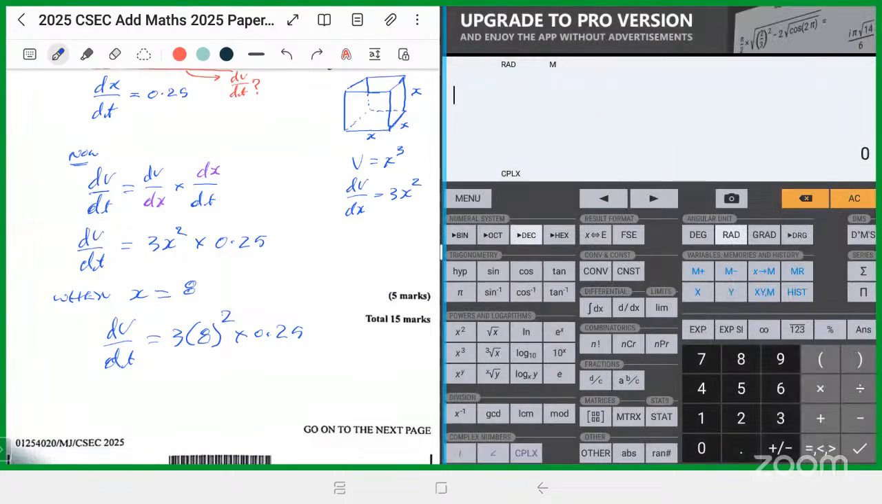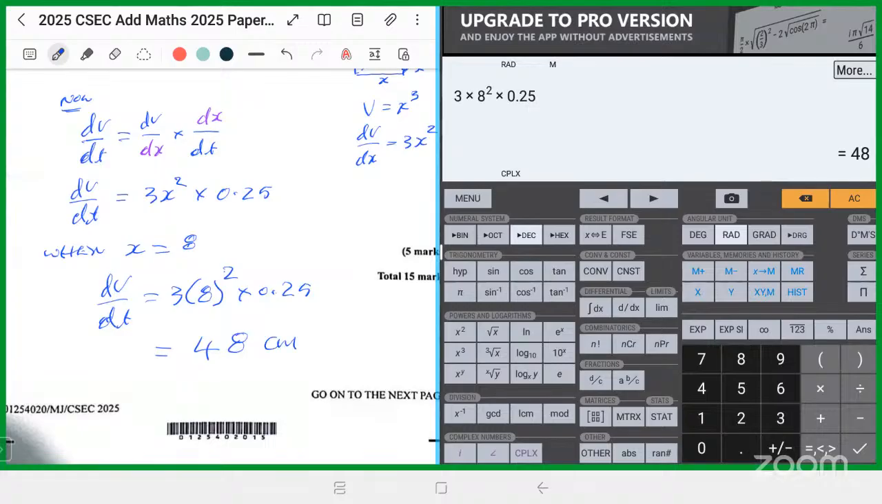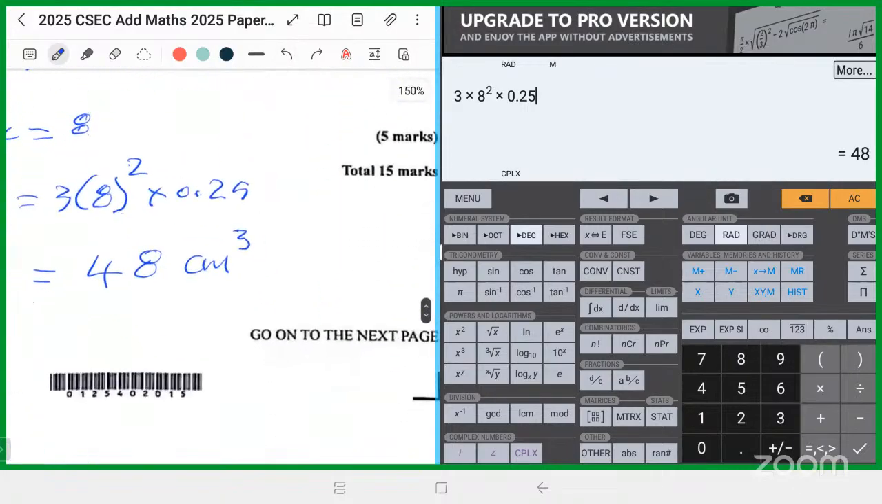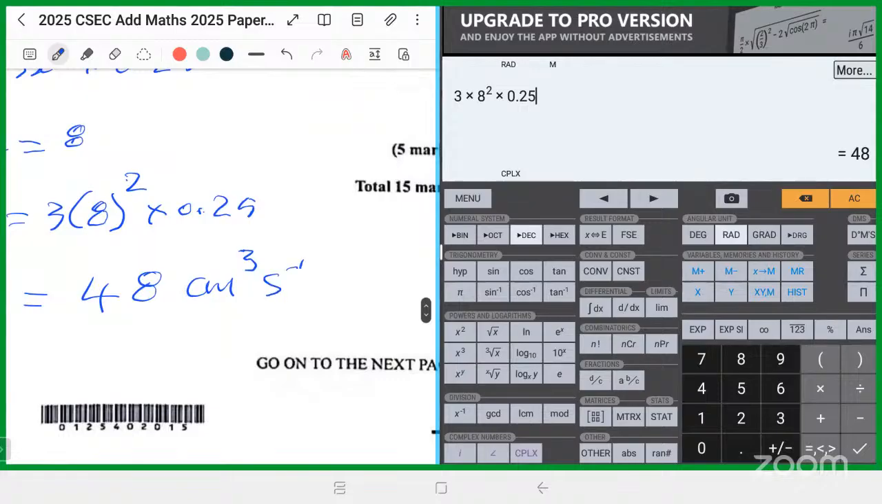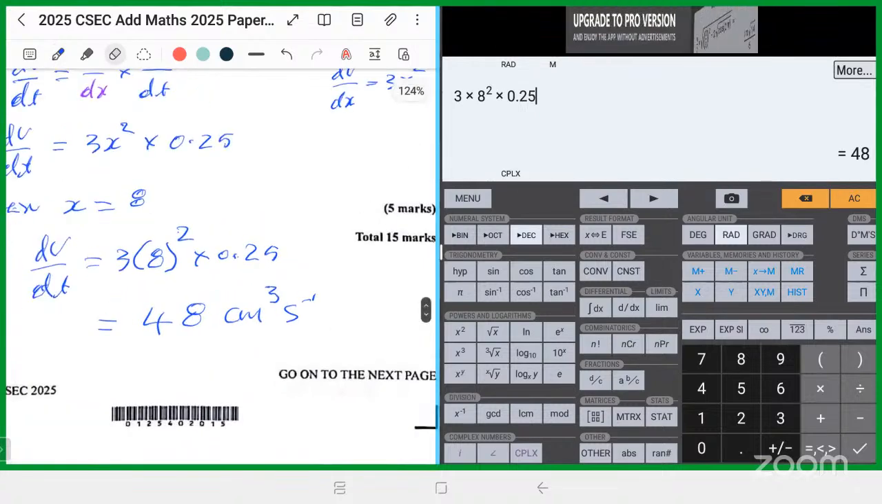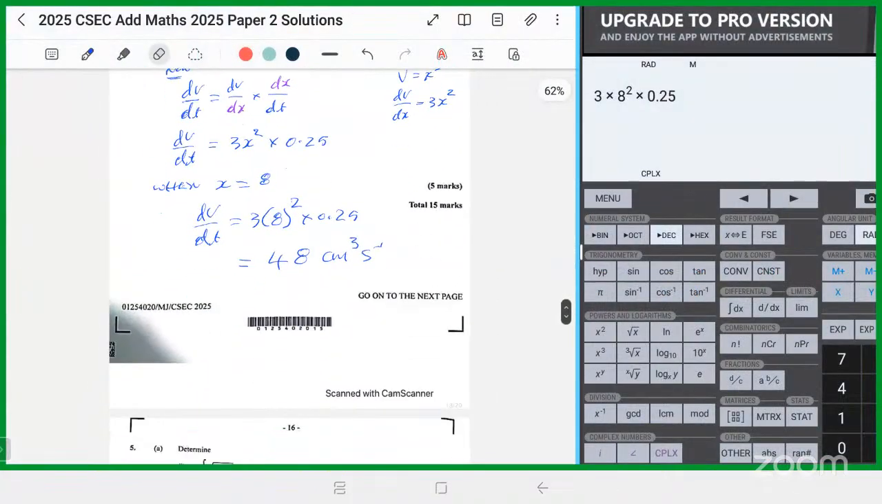So I'm saying it is 3 times 8 squared times 0.25. 48, correct. So this is equal to 48. I have to say the volume is in cm cubed, and time is in seconds. I did say per second right here. And so when I write cm cubed per second right now, that's the answer.